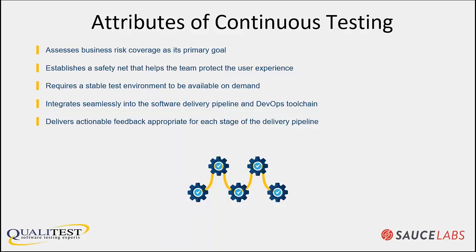Continuous testing requires a stable environment and production-like environment to be available at all times on demand. Now, what that requires is being able to spin up environments using service virtualization.